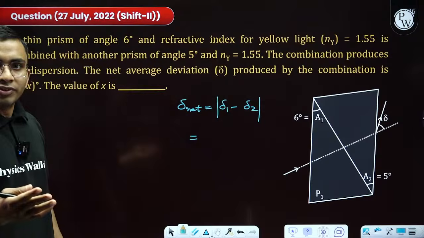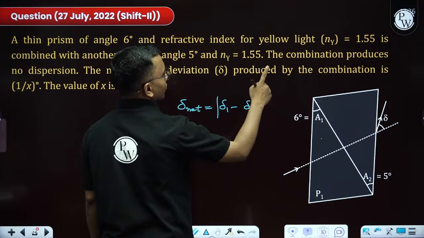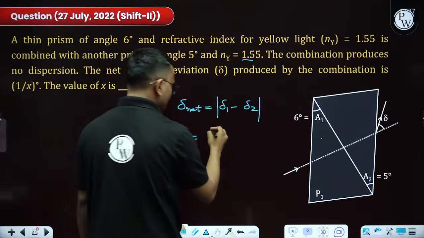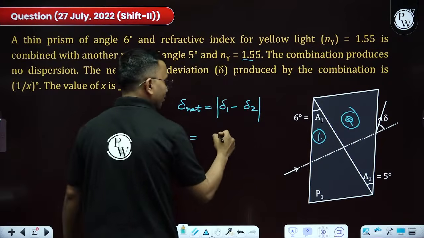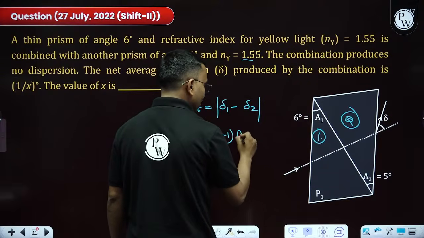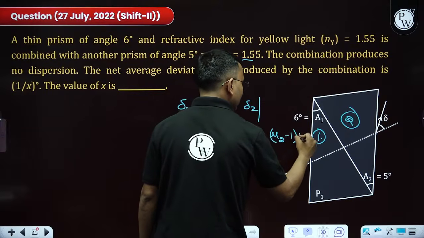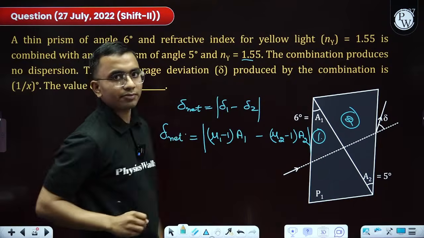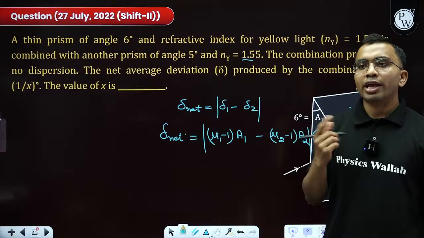For a thin prism, we write deviation as mu minus 1 into theta. So here, if I write mu minus 1, what is that? 1.5. Okay, here both the refractive indices are mentioned as 1.55. I think there is some mistake. Anyway, let us take this as the first medium and this as the second. So I'll write mu 1 minus 1 into A1, and minus mu 2 minus 1 into A2. Take the mod of this. That will be my net deviation. Yes, mu minus 1 into the angle of prism.